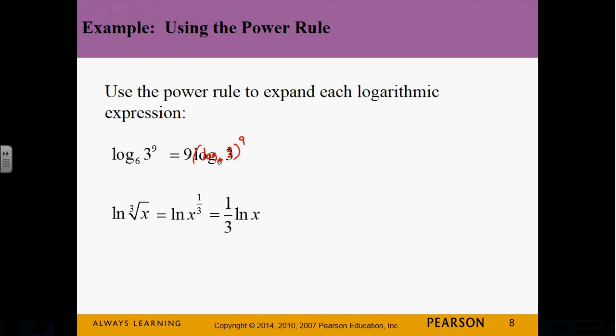The top problem did. I pulled the 9 out front. What didn't work was if I had that as log base 6 of 3 all to the 9th power. That doesn't work. That's when you get the frowny face. Yes. No, not at all.